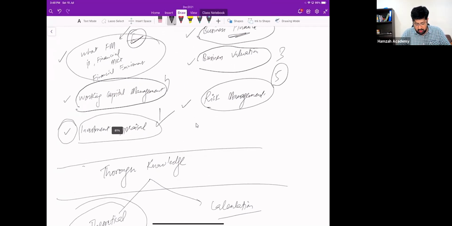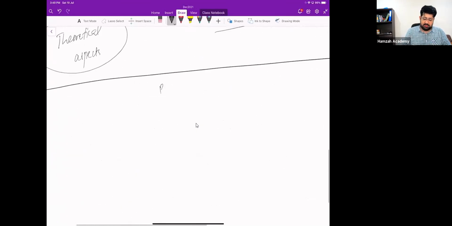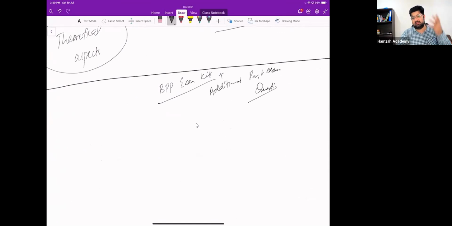And remember, we will be solving the BPP exam kit in the class, plus any additional past exam questions we will be solving, and examples which are part of our notes. And these resources, plus I'll provide you notes which will be covering the whole syllabus. Means you need not read any other book if you prepare those notes.